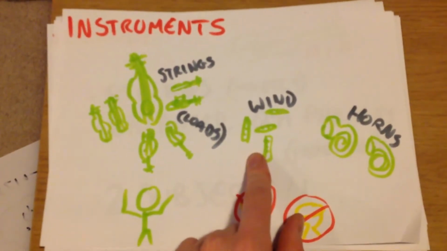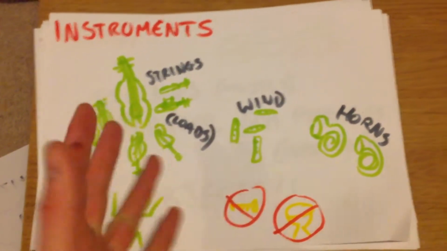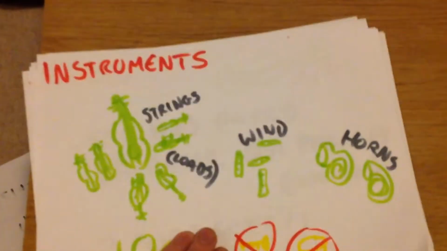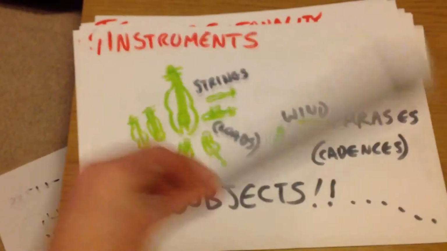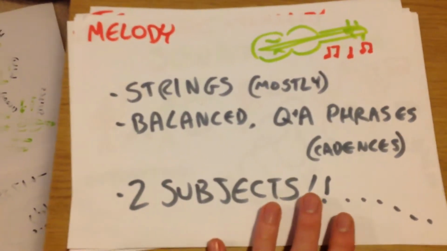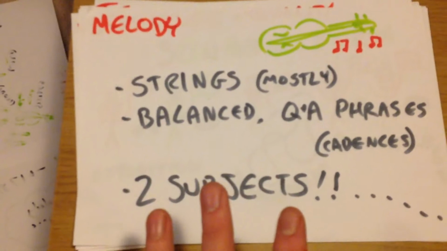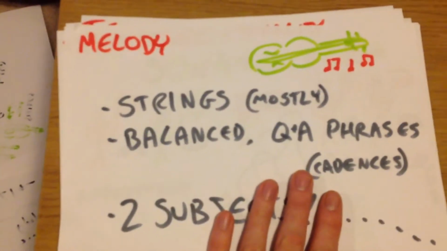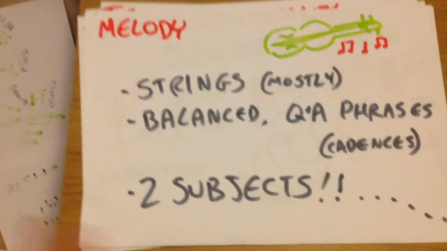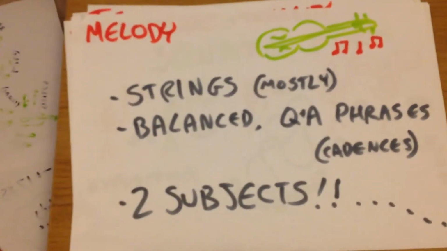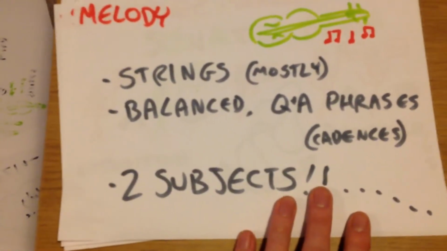There is a wind section with flutes, a few clarinets were added later, some horns, no trumpet and no timpani in this, which is a bit weird for classical symphonies of this kind. The melody is mostly done by the strings, with the second subject taking a little bit in the wind as well. It has balanced question and answer phrases like da-da-dum, da-da-dum, da-da-da-da as a question and da-da-dum, da-da-dum, da-da-da-da as your answer. That's defined by perfect and imperfect cadences.